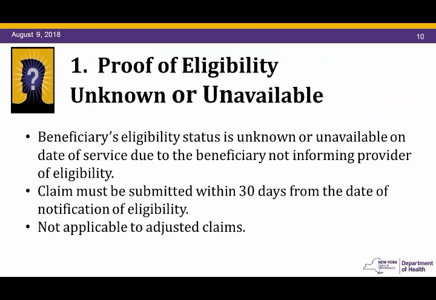One, proof of eligibility unknown or unavailable. Beneficiary's eligibility status is unknown or unavailable on the date of service due to the beneficiary not informing the provider of eligibility. The claim must be submitted within 30 days from the date of notification of eligibility. This is not valid for adjustments.